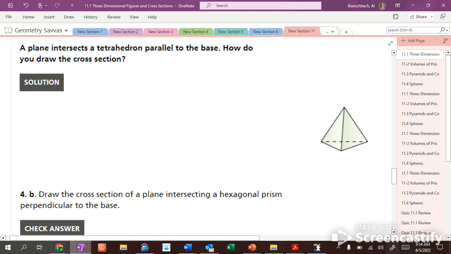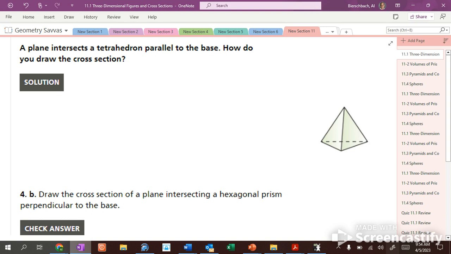If you go parallel to the base, what shape are you going to have? Mr. Gust. I asked a question. What's the answer? You were way off in La La Land there.